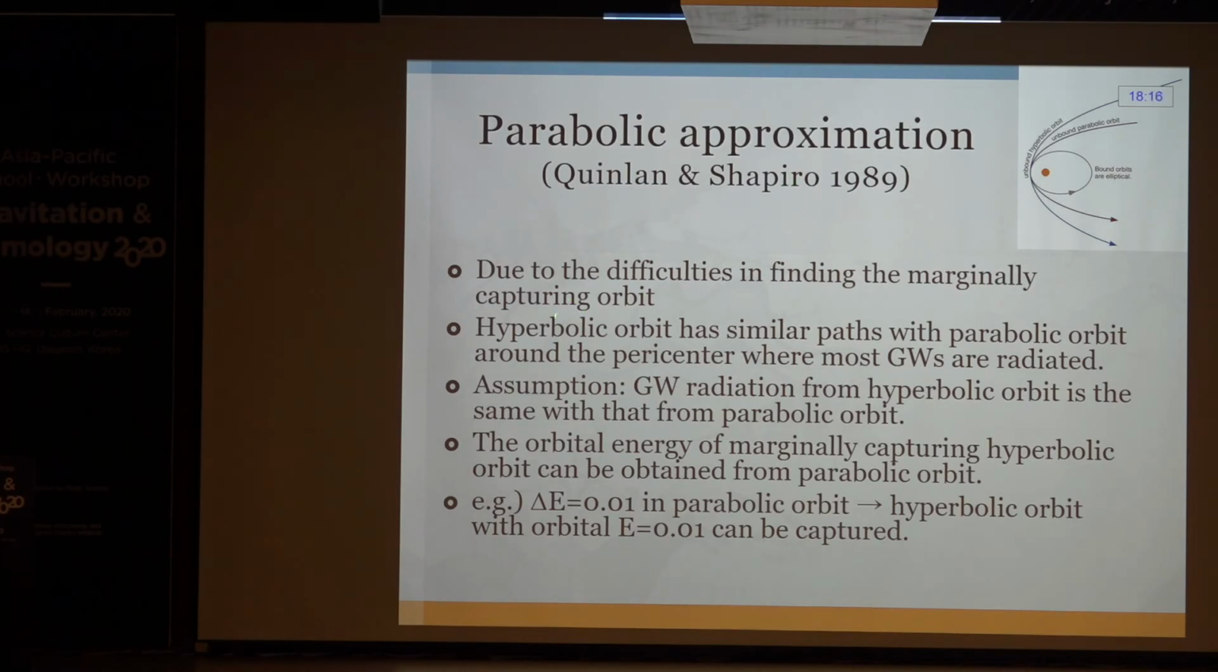parabolic approximation. A hyperbolic orbit has a similar path to a parabolic orbit around the pericenter, where most gravitational waves are radiated. So we boldly assume that gravitational radiation from a hyperbolic orbit is the same as that from a parabolic orbit. By assuming that, we just calculate the orbital energy of the marginally capturing hyperbolic orbit from the parabolic orbit simulation. For example, if the radiated energy is 0.01 in the parabolic orbit, it means the hyperbolic orbit with the orbital energy 0.01 can be captured because it will radiate this amount of energy.